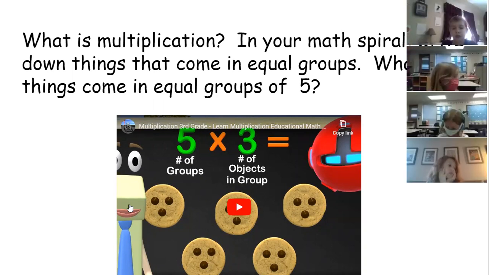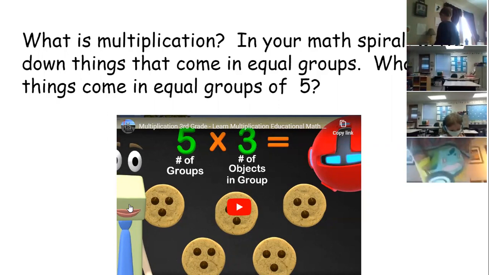Take a minute, get your pencil. What things come in equal groups? Like they have the same number in your math spiral. Get your pencil and your math spiral. What are some things? Your math spiral is one of these spirals. You'll flip, right? There you go. And then you have some things that come in equal groups. I want you to write in your math spiral.